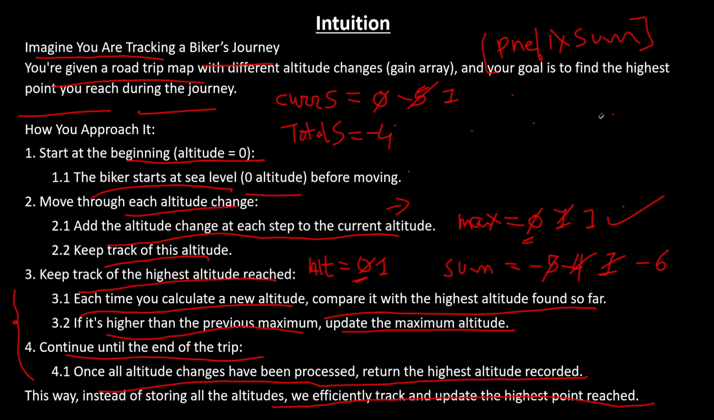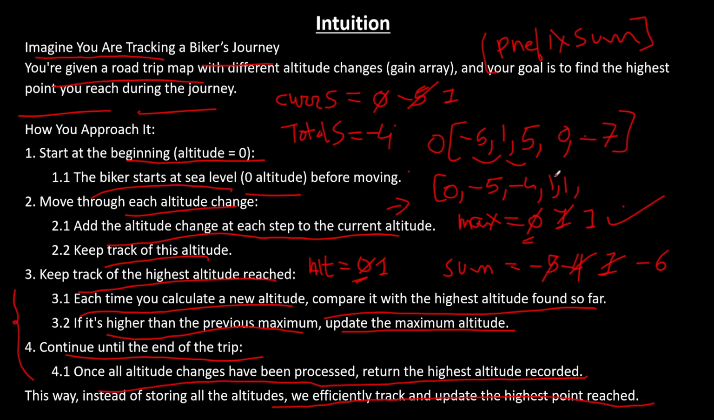So if you can relate this example with the one we took earlier, which, as I remember, was -5, then 1, then 5, then 0, then -7. And it was starting with 0. So the sum starts at 0, 0 minus 5 is -5, -5 plus 1 is -4, -4 plus 5 is 1, 1 plus 0 is 1, 1 plus -7 is -6. And this is what we got. This is the prefix sum, as I explained by taking the example of 1, 2, 3, 4.